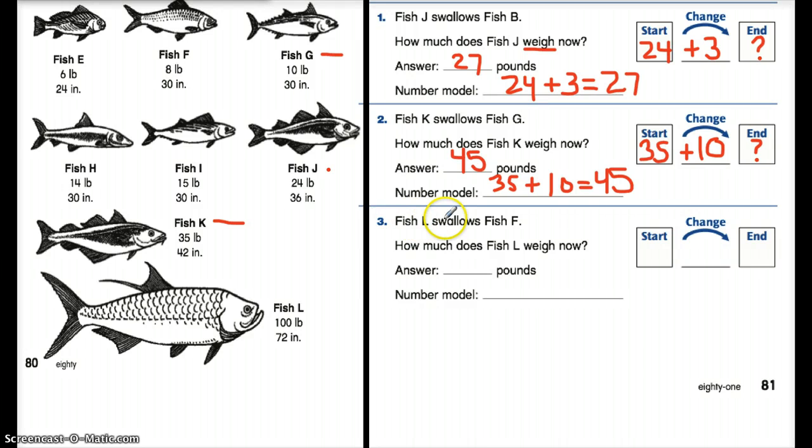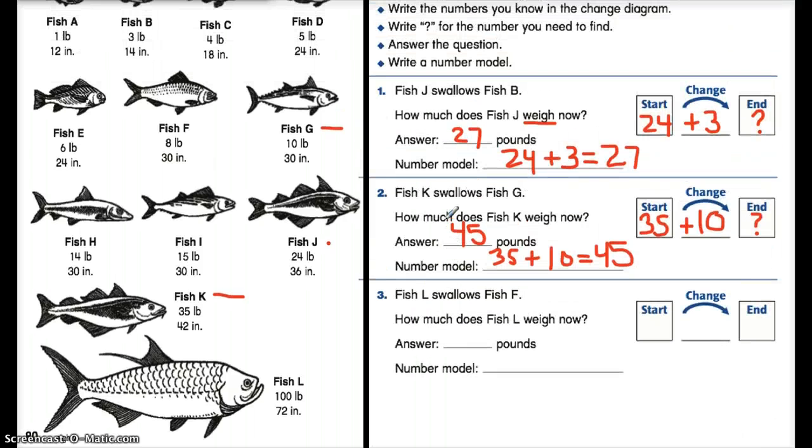Okay, fish L swallows fish F. Oh, it's the big guy. Fish L is down here. Here's fish F. Fish L is a 100-pound fish. That is huge. And then he's going to swallow this 8-pound fish, okay? So how much is fish L going to weigh now that all that has happened? Fill in your change diagram. Make sure you get a number model there, including the equals, and fill in your answer. Press pause now, get that done, and press play when you are ready to continue.